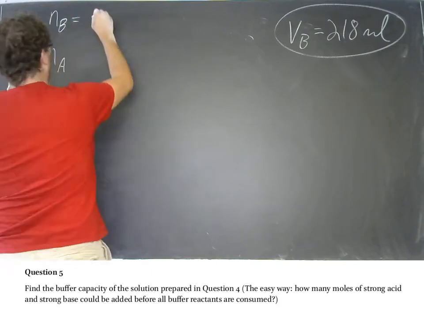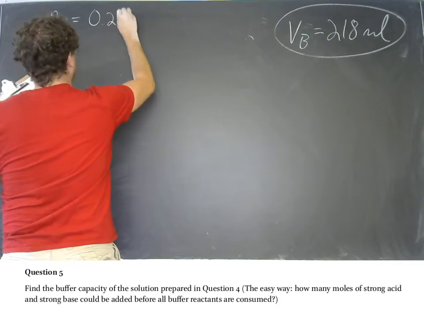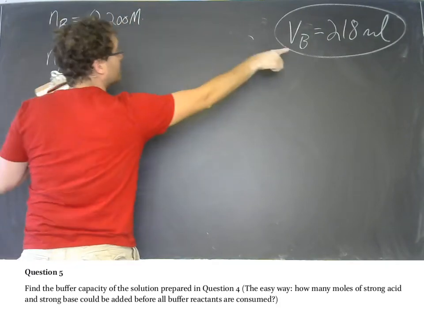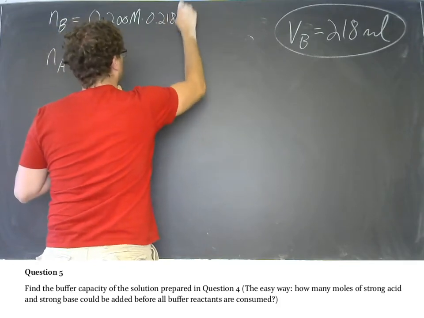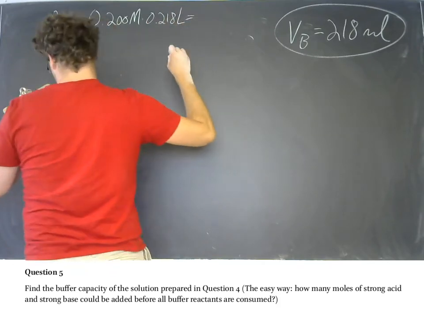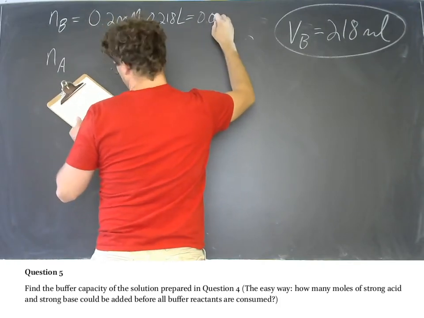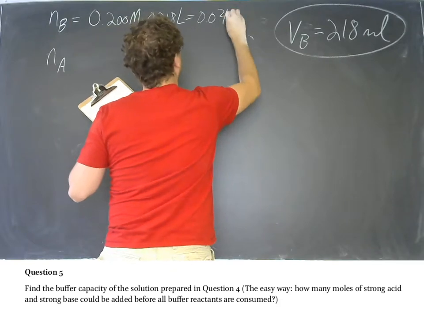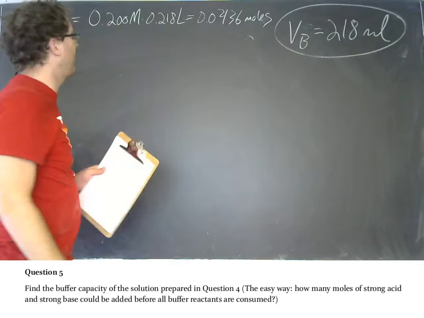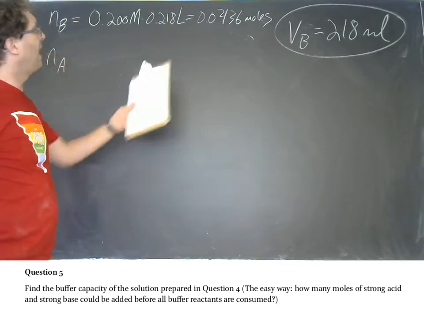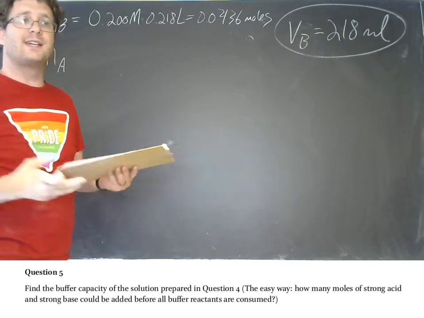Okay, well, we actually just had those. That would be 0.200 molar times the 218 milliliters, which is 0.218 liters. And so that's 0.0436 moles of base. And that means that you could react with 0.0436 moles of strong acid before you ran out of conjugate base.